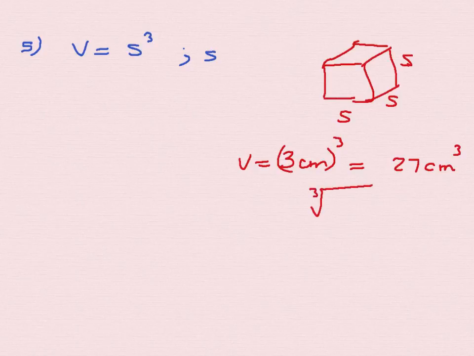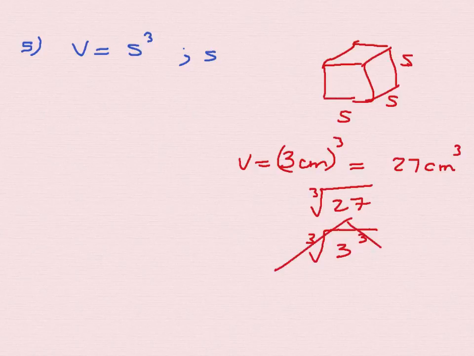Put your little 3 up there, and on your calculator you should check that. The cube root of 27 is what number multiplied by itself 3 times equals 27? Well, it's 3 times 3 times 3. So the cube root and the cube cancel each other out.